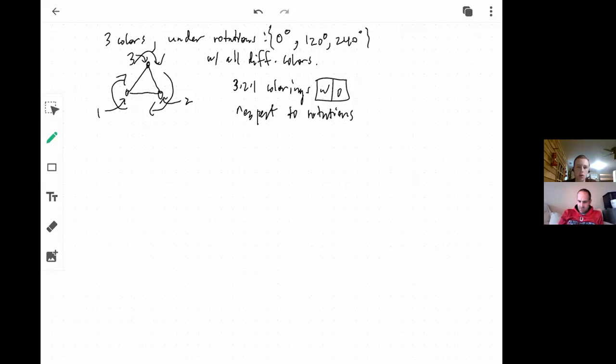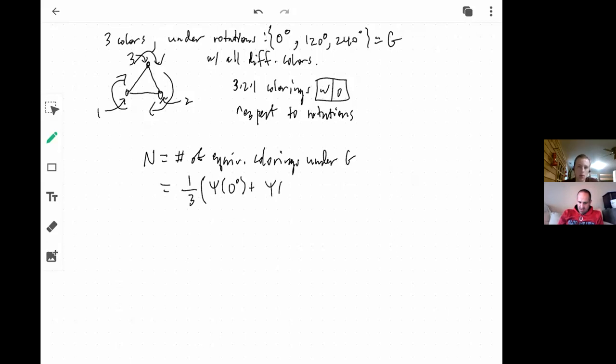So this is our group right here. Our group has size 3. And N is equal to the number of equivalent colorings under G. This would be 1/3, and then I would have to add up all of the psi of these operations.